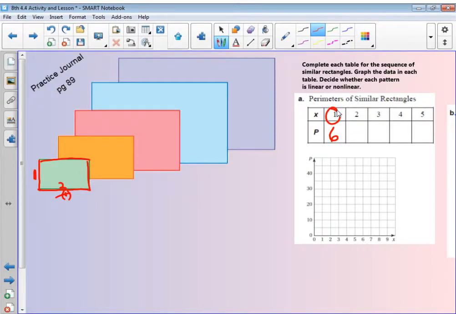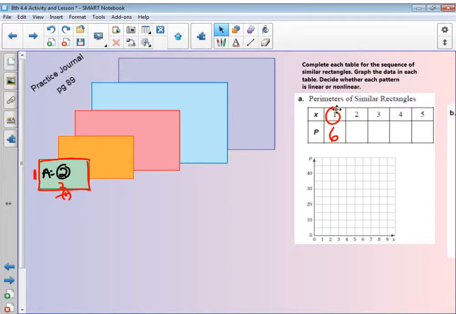Just for future reference, because we will be using it shortly, let's also find the area, and I'm going to write that in a different color. The area of that rectangle, well, we find area by doing base times height. So 2 times 1, or length times width, would give us 2 for our area. Okay, all right, so now we're going to look at the next rectangle.